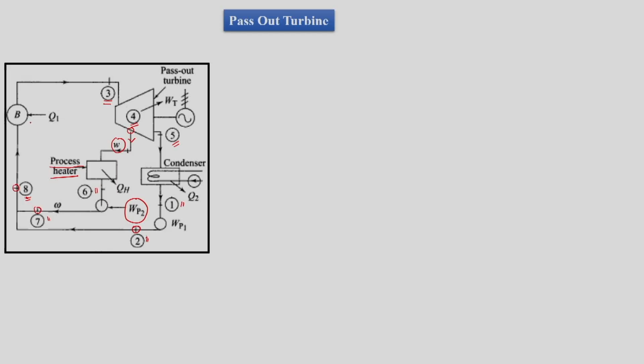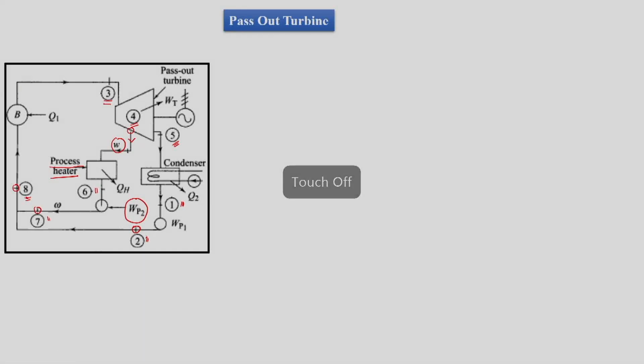Then from state 8 to 3 we have the boiler, and we have the condenser between state 5 to state 1. So here our major aim is producing electricity along with process heating. We don't have process heating as the only motive, or as an equal motive to electricity generation. We have the basic idea that we will generate majorly electricity, and partially we will give some steam for process heating. Such cases we call a pass out turbine.